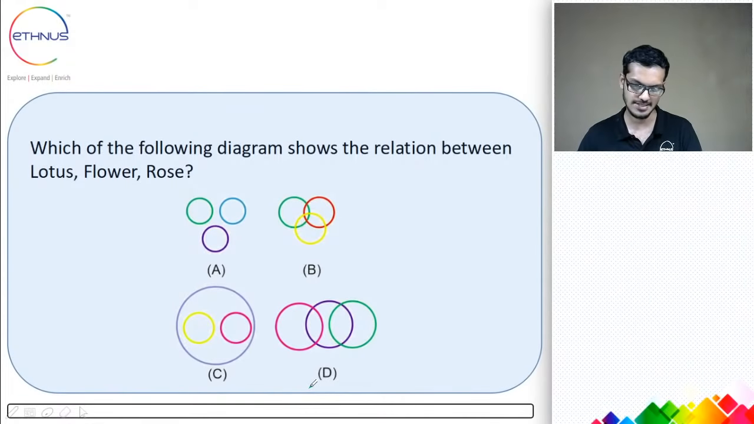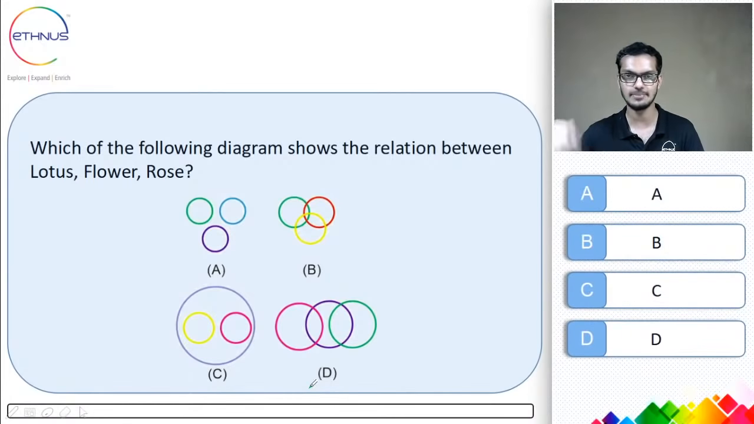Okay, this sounds interesting. Which of the following diagram shows the relation between 3 things: lotus, flower and rose? Okay, so there are 3 things given. So you need to identify the Venn diagram which suits the relation between these 3 of them. Okay, so you can select one of the option A, B, C or D, which is there right below. And what do you think is the correct answer? Is it A, is it B, is it C or D?